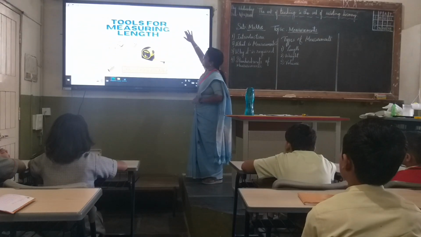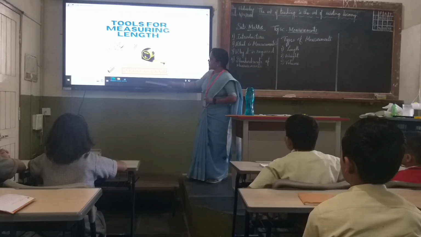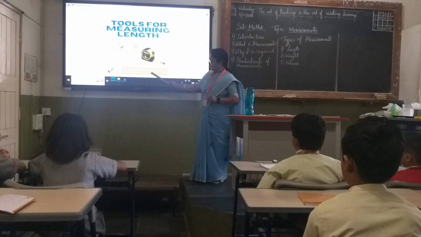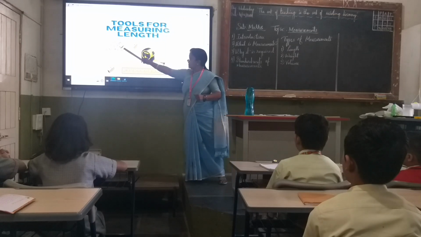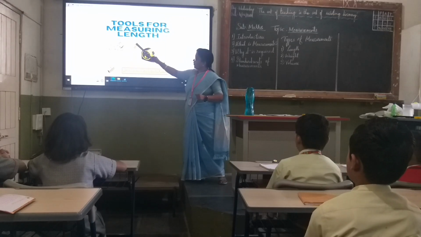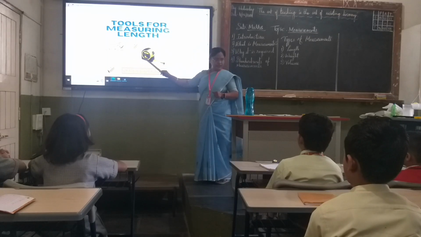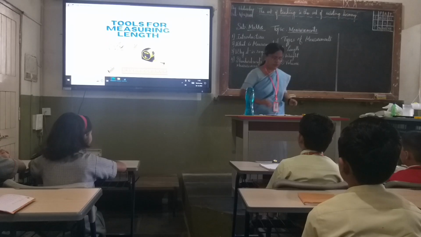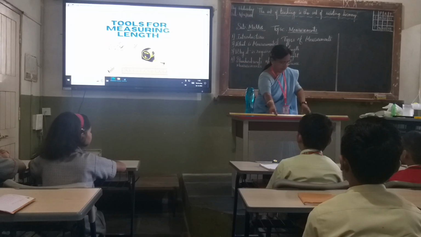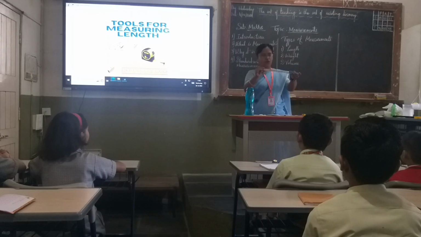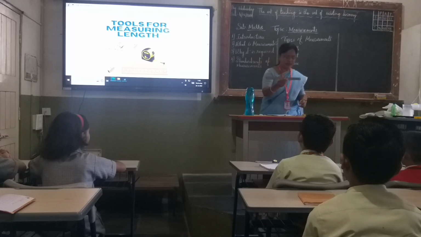Now next we will be learning tools for measuring the length. So children, can you see here? We are using all these tools for measuring the length. This is a ruler, you call it a scale, yes, and this is a measuring tape. This is a meter rod and this is also a tape. We use all these tools for measuring the length. Even you can see here, this is a measuring scale. And this is a measuring tape. And this is your ruler, what you are having in your bags, isn't it?